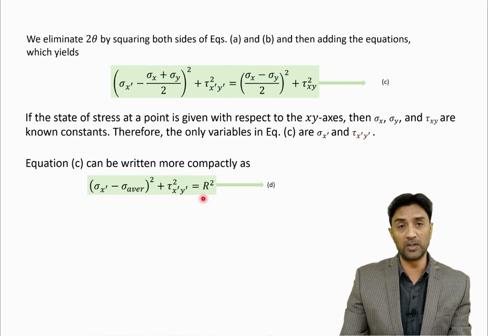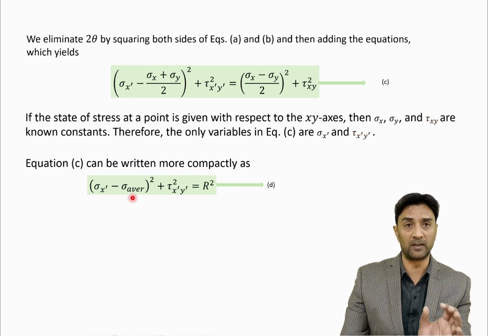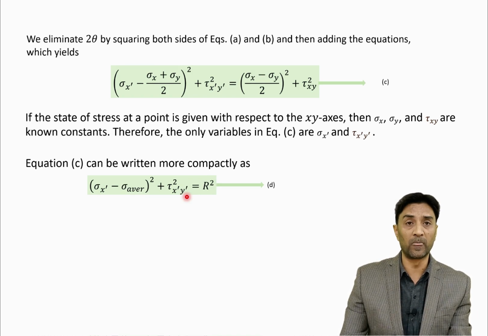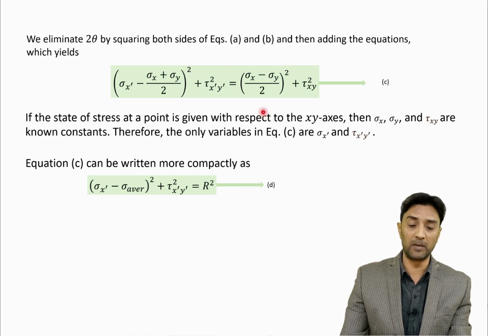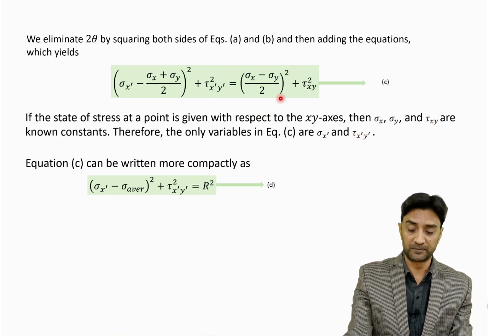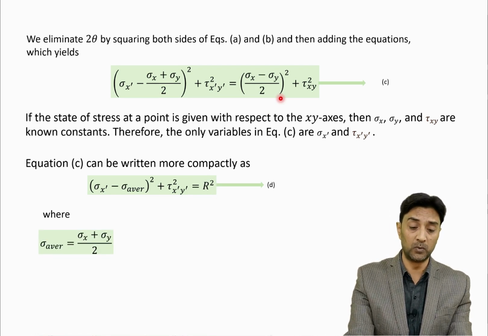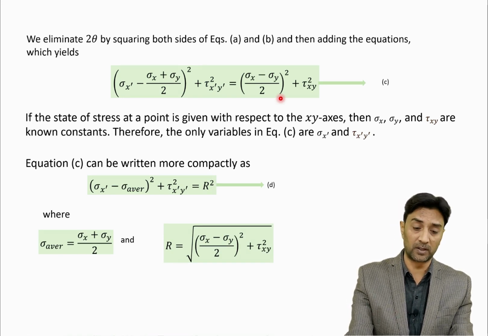Now you can compare this equation D with the equation of a circle, where it was (x minus a) squared plus (y minus b) squared is equal to r squared. So x is x, and a, b was the coordinate of the center point. Instead of a we have sigma average, and instead of b we have 0. Which means the center of a Mohr circle would be sigma average, and the radius can be found with the help of this formula, where sigma average is equal to (sigma x plus sigma y) divided by 2, and r is equal to the square root of this. So this is the equation of a Mohr circle.